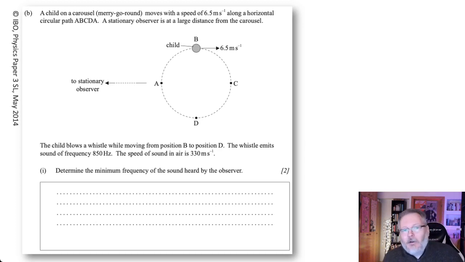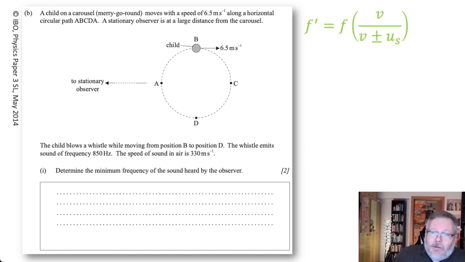And the whistle will emit a sound of constant frequency, 850 hertz. So that is going to be the frequency emitted by the source. Speed of sound, 330 meters per second. Determine the minimum frequency of sound heard by the observer. So starting at B, it's going to be moving away. At C, moving across, and at D, moving towards. So the initial movement is away, and remembering E is when it's coming closer and O is when it's going away, the lowest frequency heard will be that initial frequency when the child is at position B.